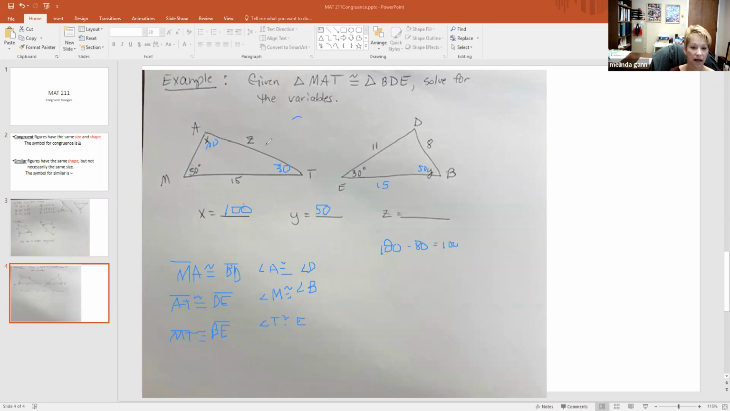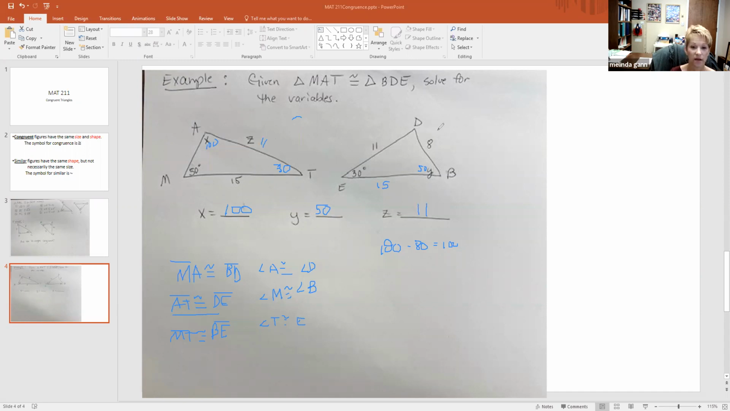All right, look what else I know. I know that DE's got to match AT. So AT has to have the same length as DE. So if DE is 11, AT has to be 11. So Z has to be 11.